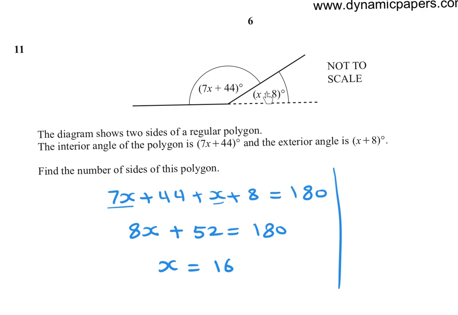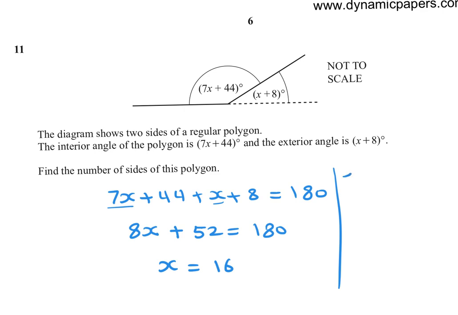Actually, the exterior is easier because we know that the sum of the exterior angles is 360. If we find the exterior angle, we can find the number of sides: 360 divided by the exterior angle. So this is easier.